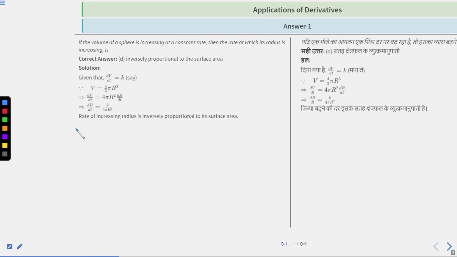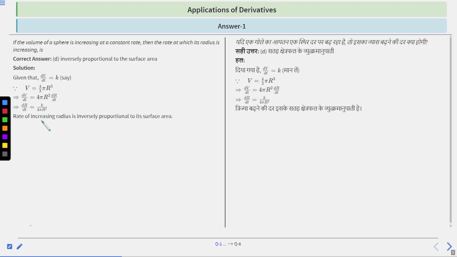Okay, let's move to the solution part. As we have discussed, dV/dt is given as k. And we know that V is basically 4/3 pi r cube. So dV/dt can be written as 4 pi r square dr/dt. By differentiating with respect to t, r cube differentiation gives 3r square into dr/dt, that means 4 pi r square dr/dt. So dr/dt will become k upon 4 pi r square.